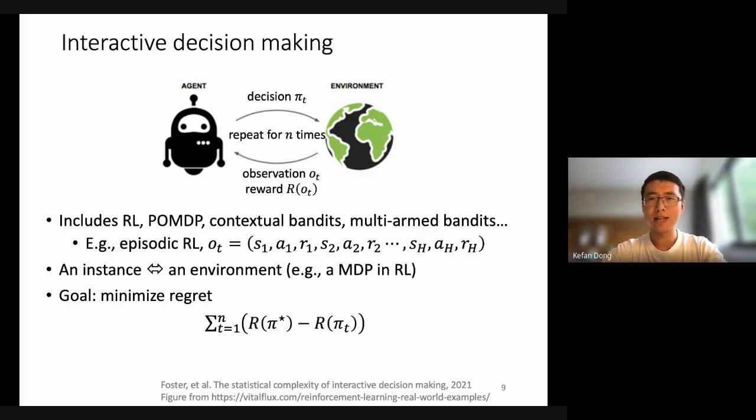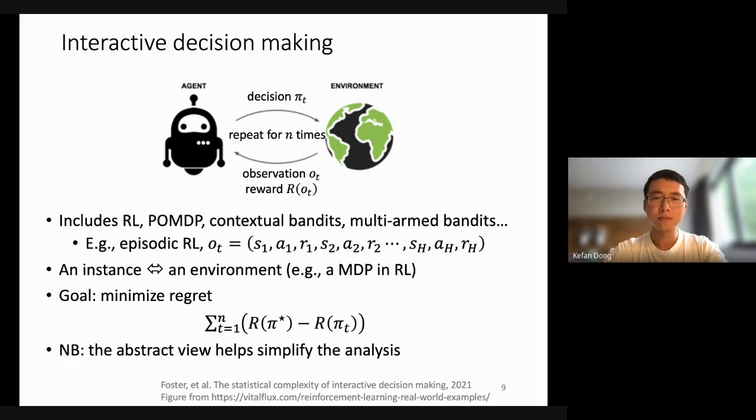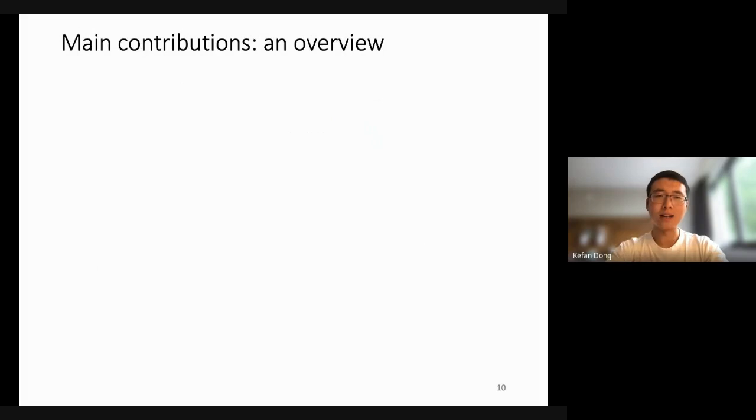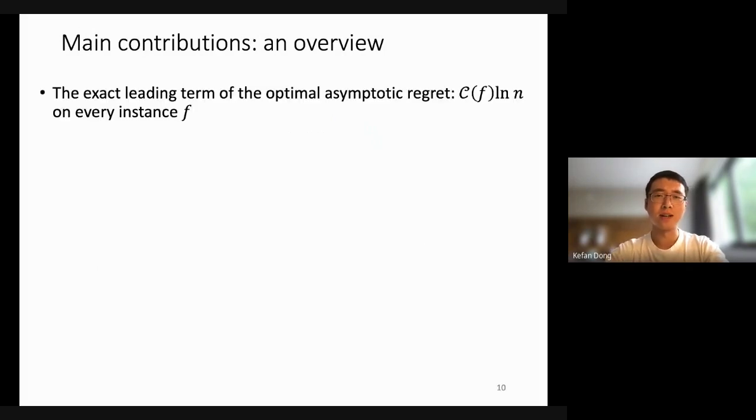And as you can see, in this framework, we abstract away the structure of the problem by introducing this single random variable called observation. And this abstract view actually helps us to simplify the analysis later. So let me give a quick overview of our main contributions. So we compute the exact leading term of the optimal asymptotic regret, denoted by C of f log n.